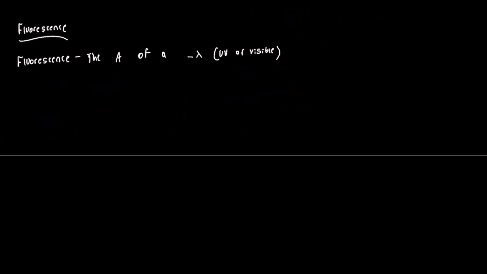Okay, cool. Now the last thing we're going to talk about is fluorescence. What is fluorescence? So fluorescence, I'll give you a formal definition here, is the absorption of a short wavelength, either UV or visible light, and then it's followed by the emission of a longer wavelength photon.